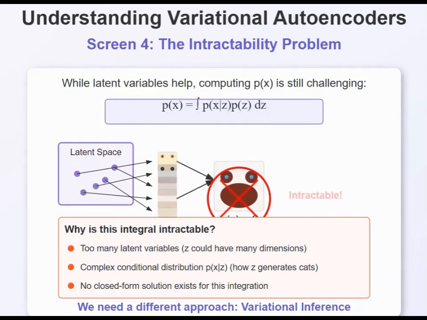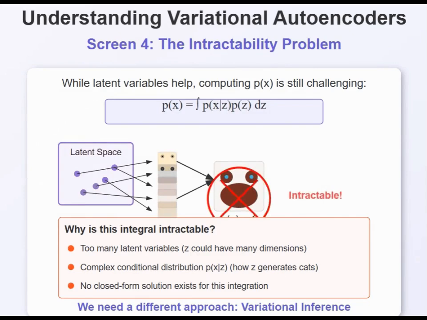An equally important problem arises when we want to go in the reverse direction, inferring the latent variable z that likely generated a specific image x. This requires computing the posterior distribution p(z given x). Using Bayes' rule, we get p(z given x) equals p(x given z) times p(z), divided by p(x). But this requires computing p(x), which brings us back to our intractable integral. We are caught in a circular problem.